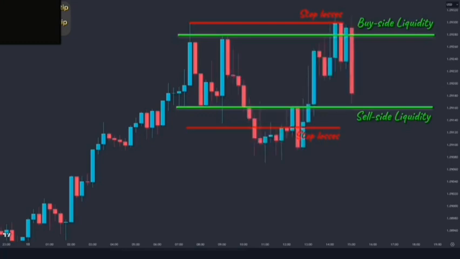Here a sell-side delivery engages the liquidity below this low, and then the market runs up to engage the buy-side liquidity. The most advanced trading scenario would be to sell along with the sell-side delivery and to buy along with the buy-side delivery. However, it would not be an easy task at all.